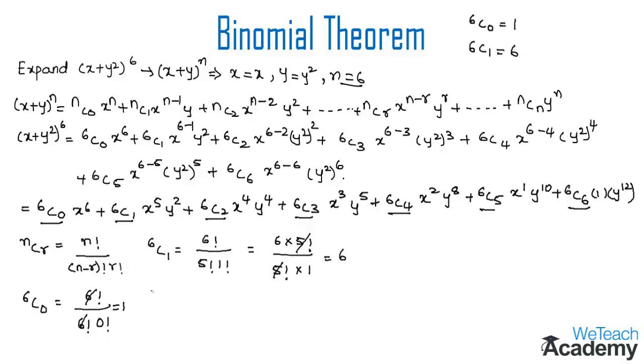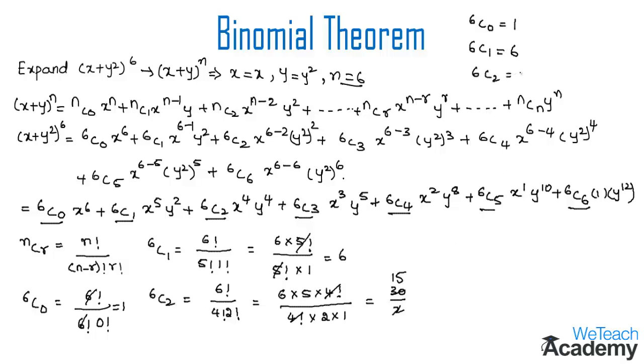Now let us find the value of 6C2. It would be 6 factorial divided by 4 factorial into 2 factorial, which would be 6 into 5 into 4 factorial divided by 4 factorial into 2 factorial. Here 2 factorial is 2 into 1. So we can cancel 4 factorial in the numerator and denominator, and we get the product of 6 and 5 as 30 divided by 2 into 1, which is 2. By simplifying, we get 2 1 time is 2 and 2 15 times is 30. So we get the value of 6C2 as 15.